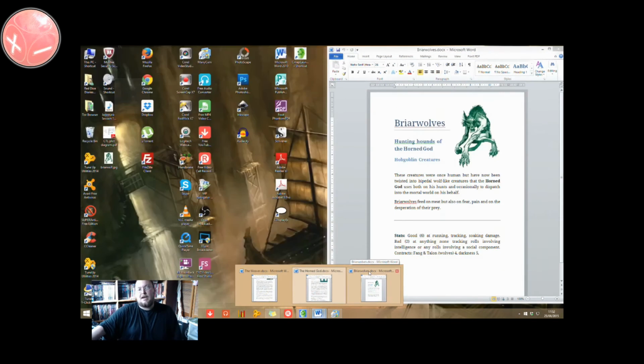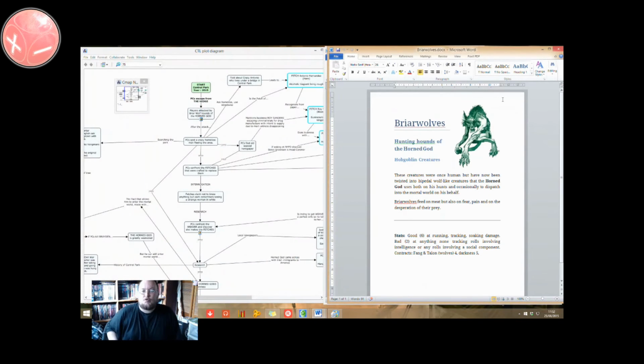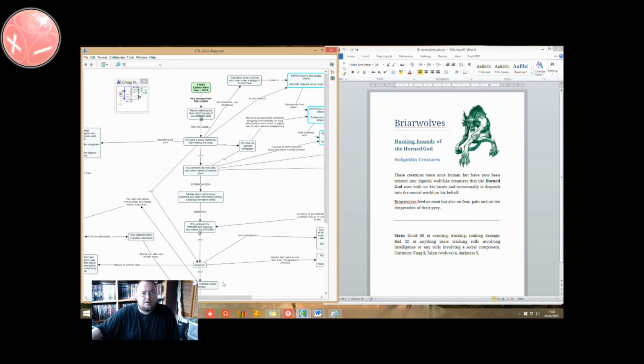And to accompany him, I've put some quick stats for Briar Wolves, who are a type of hobgoblin mentioned in the Changeling rulebook. So what I'm going to do is go through my plot diagram, which I've got here, and detail out the various other NPCs. Now I probably won't talk much while that's going on, so I'll probably fast forward through any bits where I'm not talking.